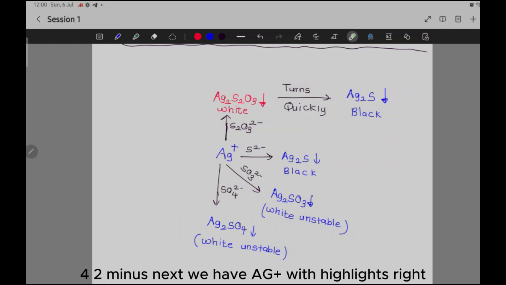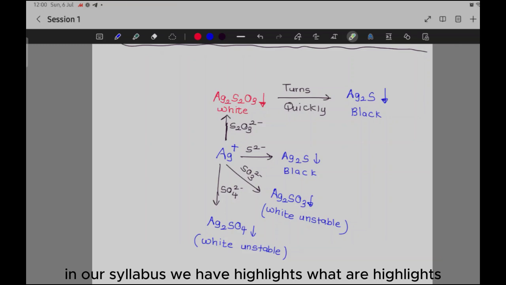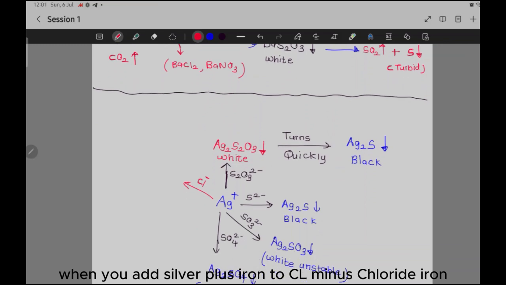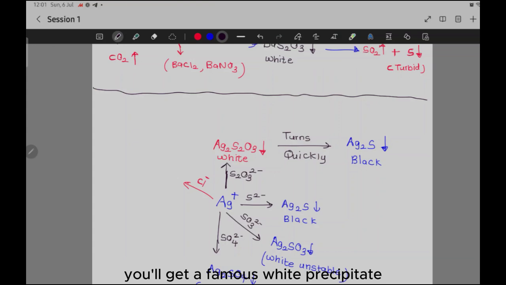Next we have Ag plus with halides. In our syllabus we have halides. What are halides? Those are group 17 elements. So mainly we talk about chloride, bromide and iodide, Cl minus, Br minus and I minus. So what happens when Ag plus is added to Cl minus ion? You will get a famous white precipitate which is AgCl.